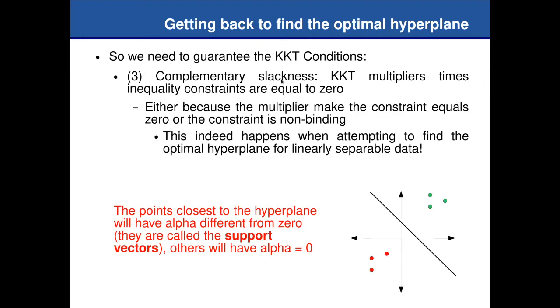Third Lagrange-Tucker condition is called complementary slackness. That tells me that every Lagrange-Tucker multiplier times its, of course, inequality constraint, has to provide a sum equals to 0. Okay, that's a necessary Lagrange-Tucker condition. Otherwise, we don't have a solution. It is interesting to mention that many of those constraints will be non-binding.